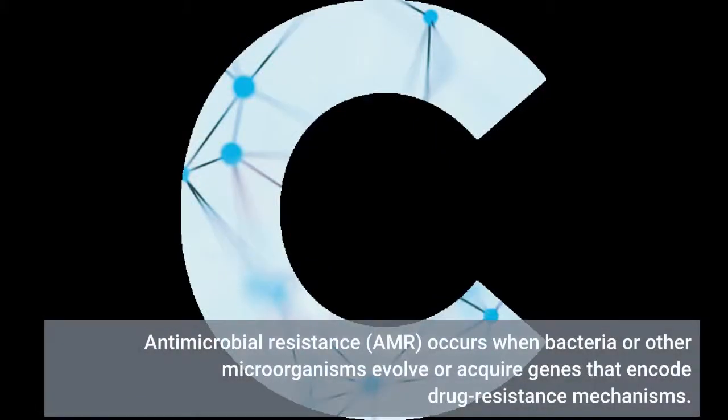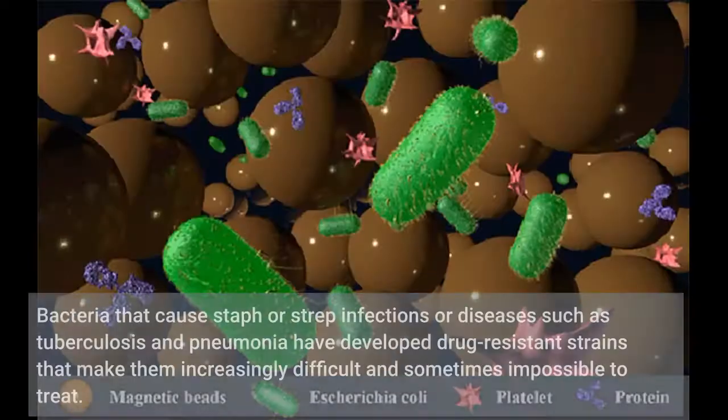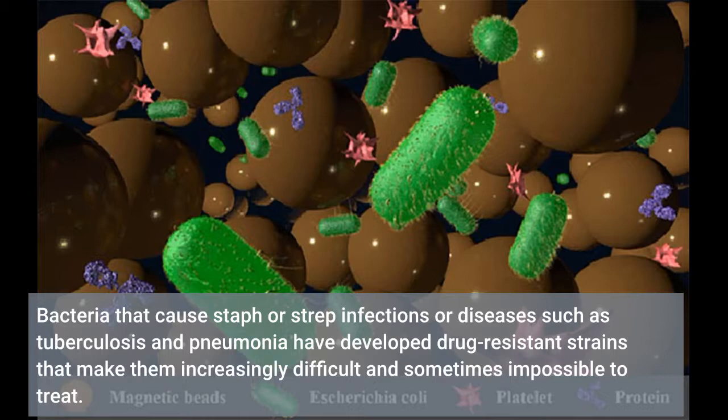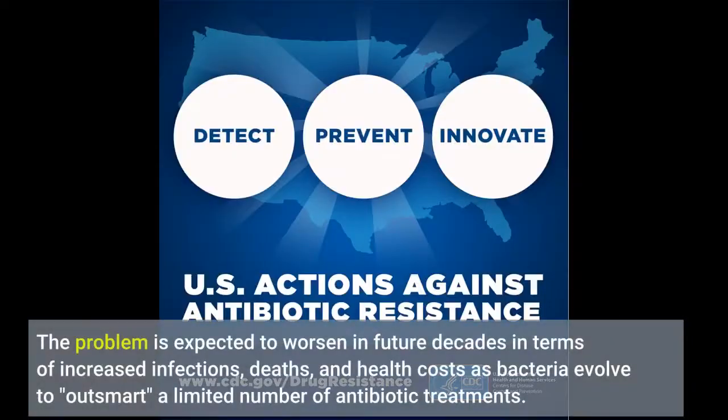Antimicrobial resistance (AMR) occurs when bacteria or other microorganisms evolve or acquire genes that encode drug resistance mechanisms. Bacteria that cause staph or strep infections or diseases such as tuberculosis and pneumonia have developed drug-resistant strains that make them increasingly difficult and sometimes impossible to treat. The problem is expected to worsen in future decades in terms of increased infections, deaths, and health costs as bacteria evolve to outsmart a limited number of antibiotic treatments.